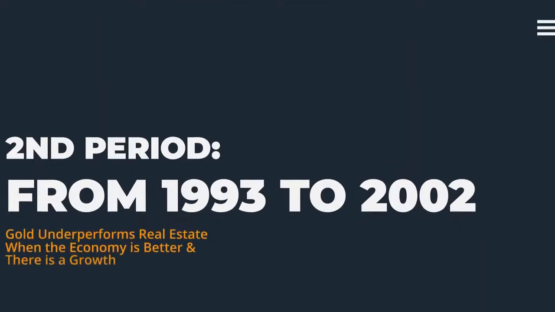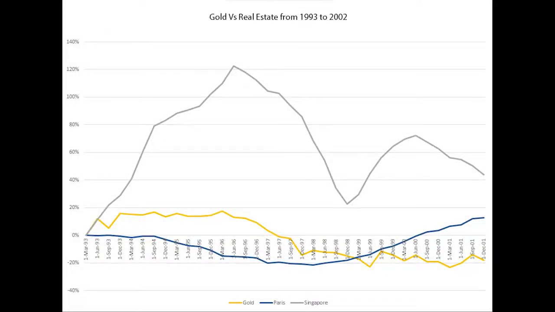Gold underperforms real estate when the economy is better and when there is growth. In times of strong economic growth, gold underperforms real estate. In the years 1993 to 2002, the Internet revolution arrived with its resultant productivity gains, bringing the world out of the post-1987 crisis and subsequent deflationary cycle. Gold then had a gross performance of negative 20%, while real estate in Singapore rose 40% and 15% in Paris.